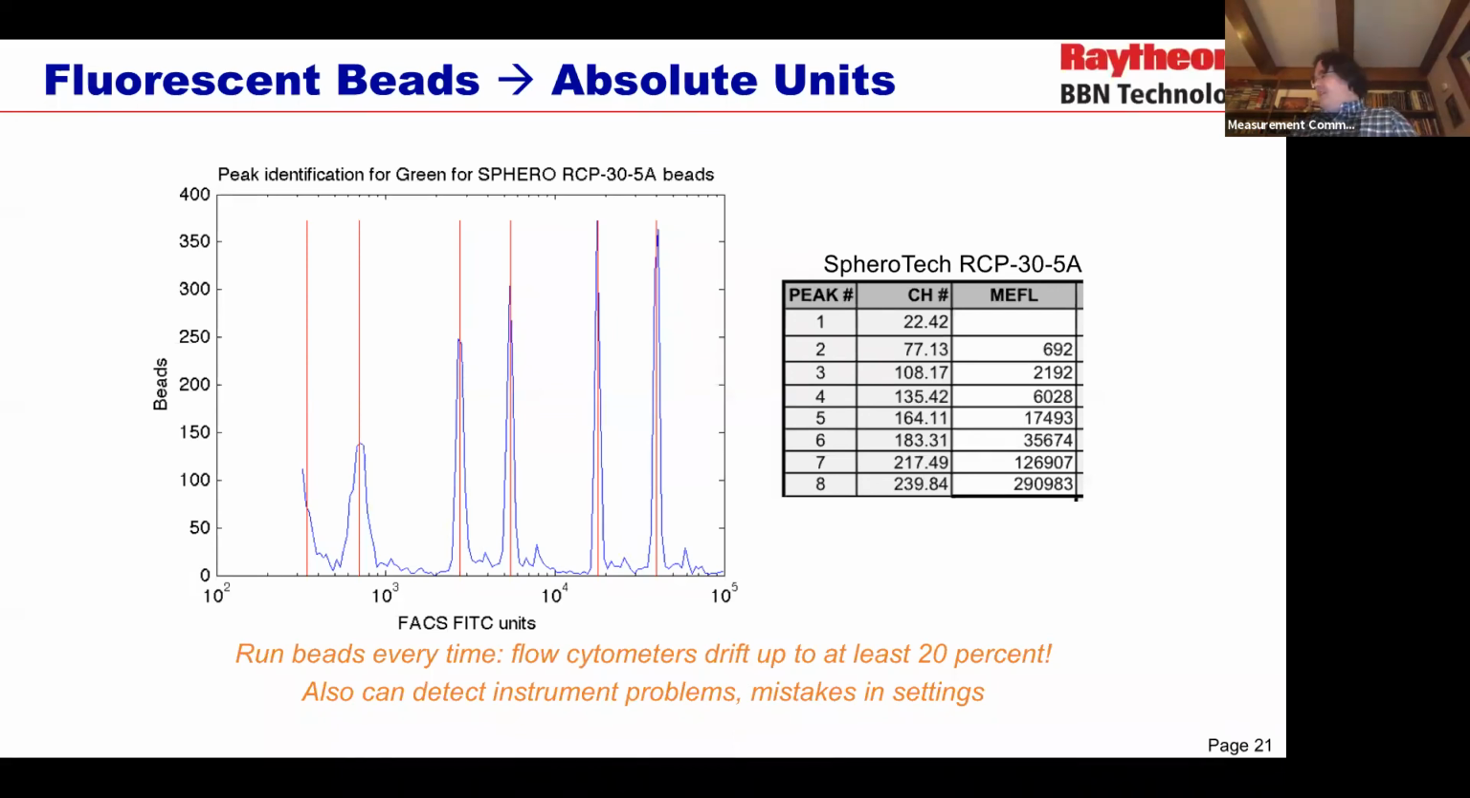I recommend running the beads every time that you run a batch because they're pretty cheap and flow cytometers drift some. And these are also fantastic for detecting instrument issues. If something goes wrong with your lasers or your calibration or in the actual instrument itself, it usually shows up as blurry peaks.